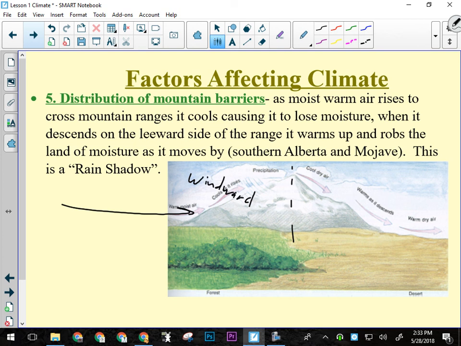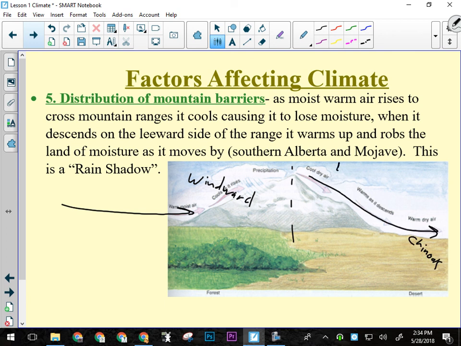We call this the windward side because the wind is hitting it. By the time it gets up and over, we've got cool, dry air now moving down the mountainside. As it moves down the mountainside, it rubs against the mountain. There's some friction and heating. It gets to lower altitude, so it picks up heat, and comes off that mountain as warm, dry air.